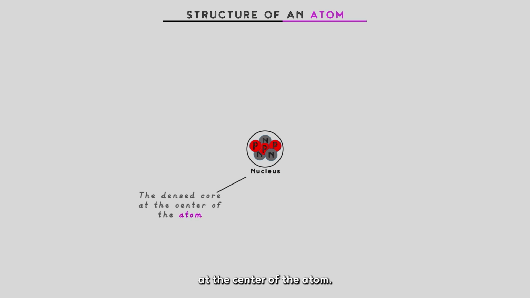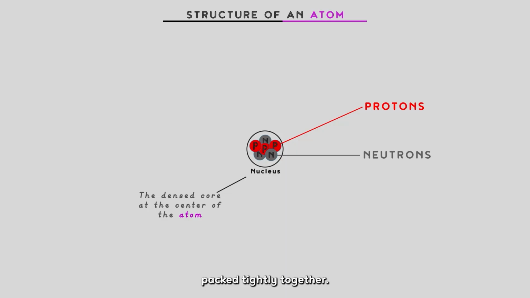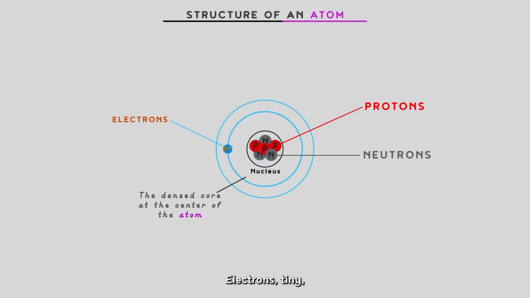Let's take a closer look at what atoms are made of. Atoms have three main parts, and each one plays an important role in how atoms behave. First, we have the nucleus, the dense core at the center of the atom. It's where you'll find protons and neutrons packed tightly together. Electrons, tiny negatively charged particles, move around the nucleus in areas called shells or energy levels, kind of like how planets orbit the sun.